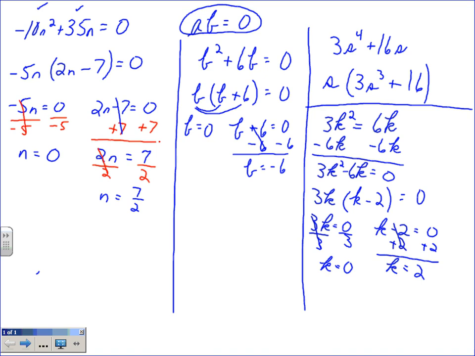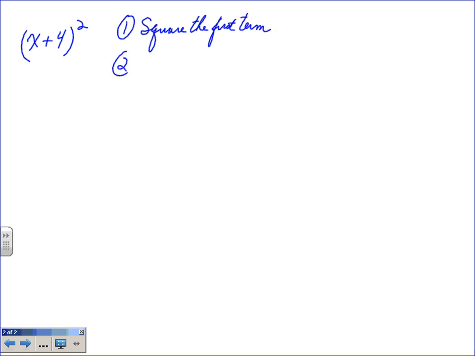9.3. If we had a problem like x plus 4 squared. Okay, we had that three-step process. You can look at your notes where the first step is square the first term. Let's square the first term. x squared. Right? That's step number 1.